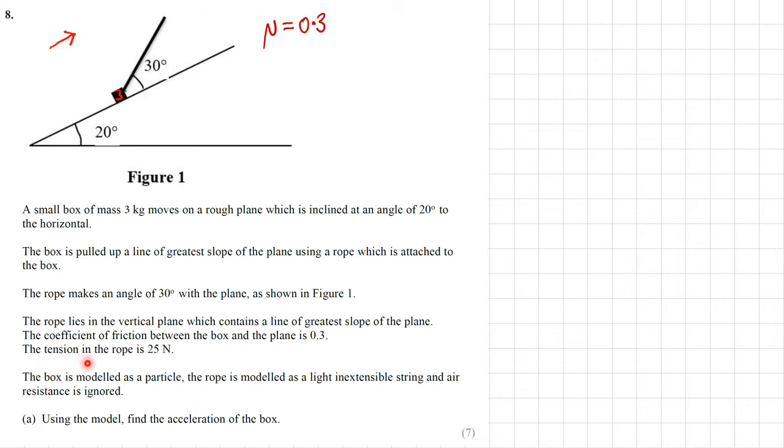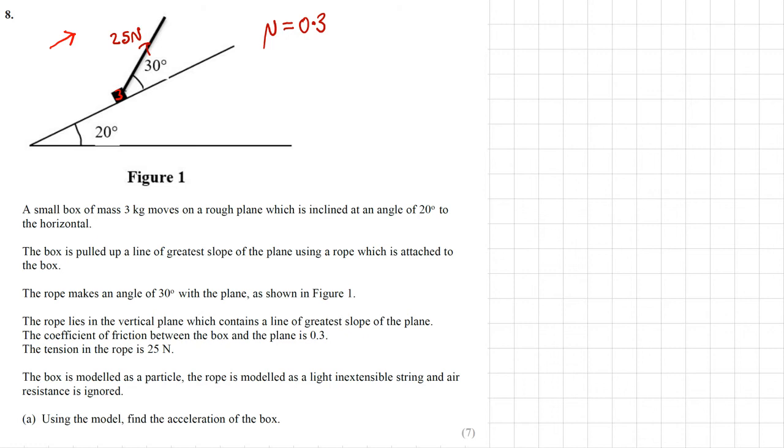And the tension in the rope is 25. So let's put 25 newtons there for the rope. It's pulling up. The box is modelled as a particle. The rope is modelled as a light, inextensible string, and the air resistance is ignored. Using the model, find the acceleration of the box.